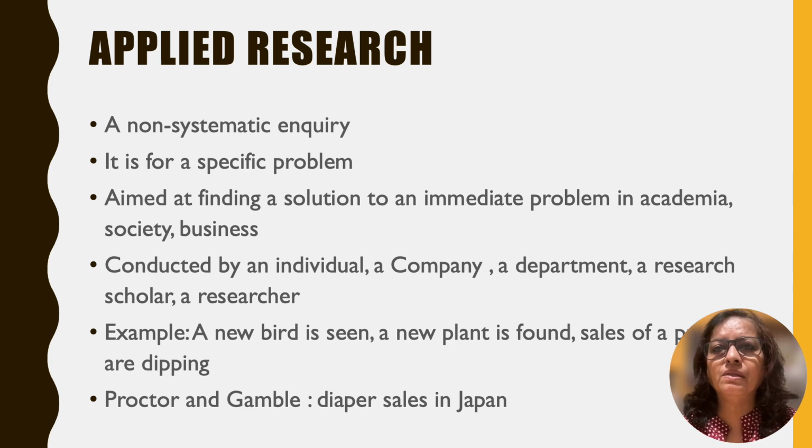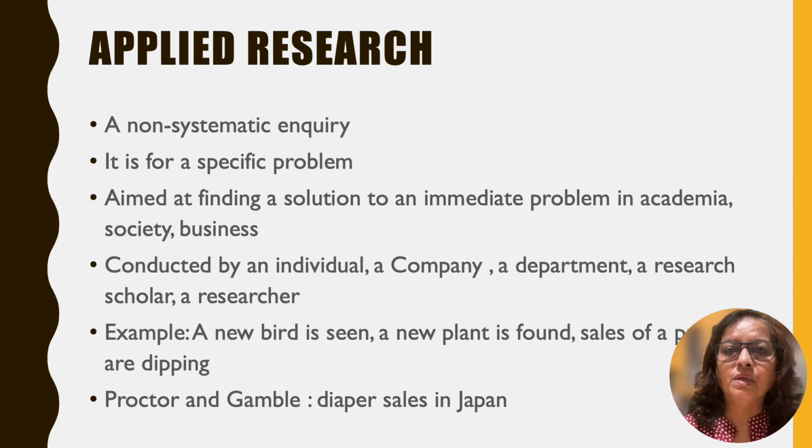In business, the sales of a product may be dipping, like the sales are becoming less. So, why are the sales becoming less? This could be a problem that we need to solve in applied research. Several years ago, Procter & Gamble in Japan found that their diaper sales were becoming lower and lower. Then they found out some interesting concepts. Procter & Gamble had sold the same diapers, same in size and design, in the United States, and then they had brought the same design and size of diapers to Japan.